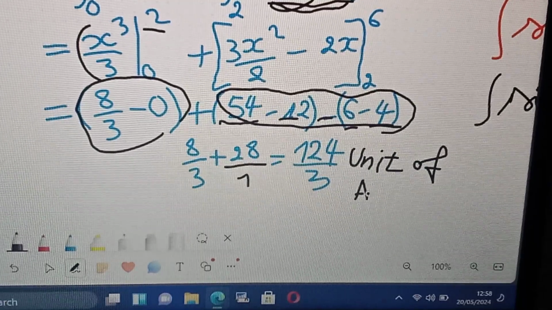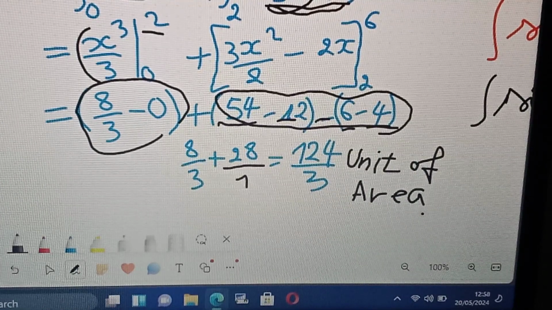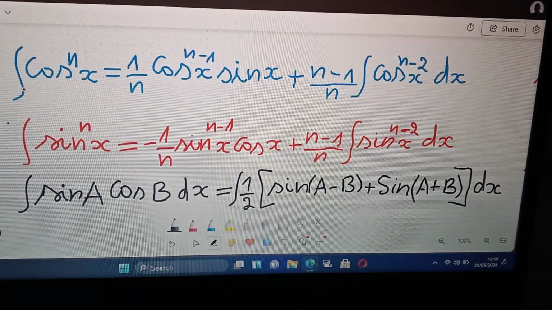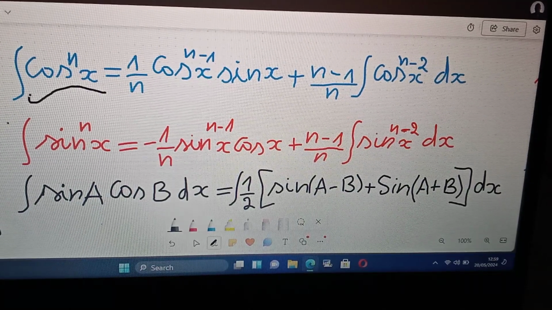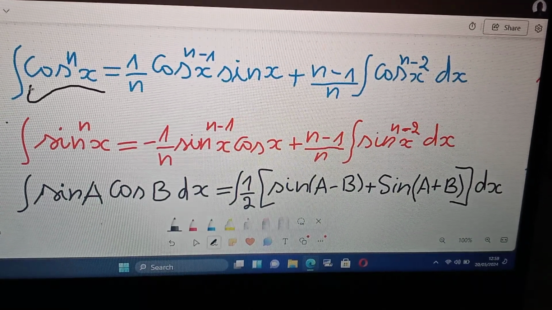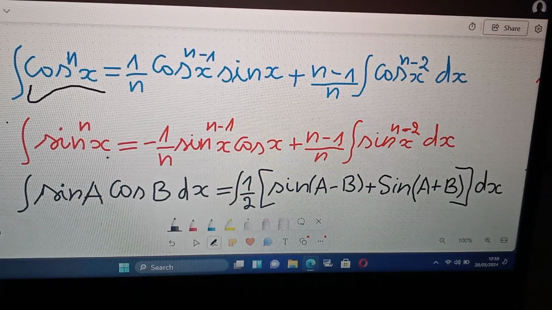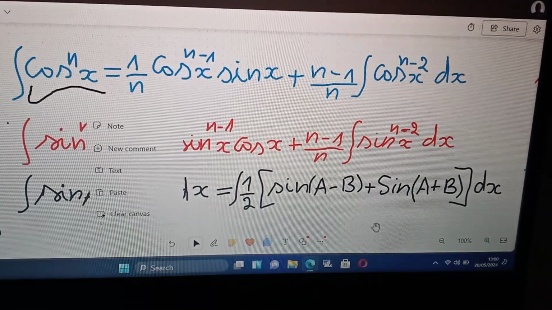This is the answer. The main technique here is to identify the lower boundary and the upper boundary of each piece of function. In the past week, if you remember, we saw a hint of integrating the power of cosine and the power of sine, where n can be odd or can be even.